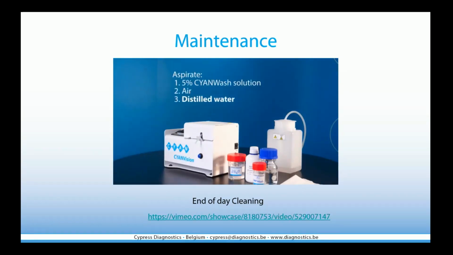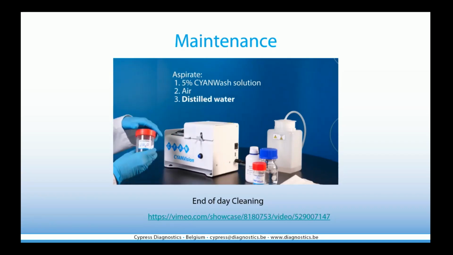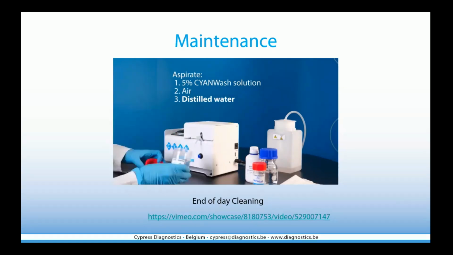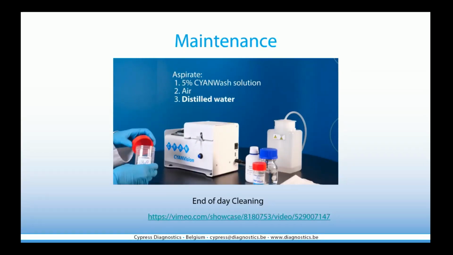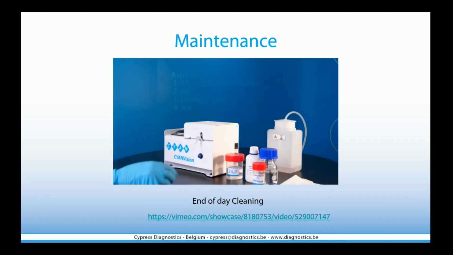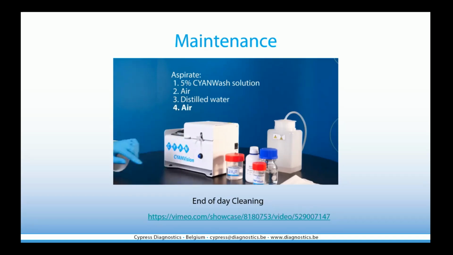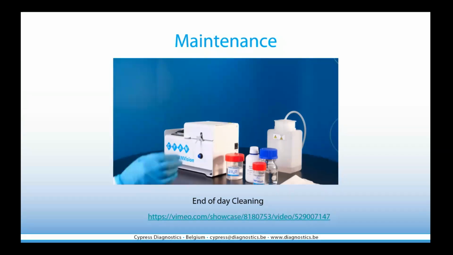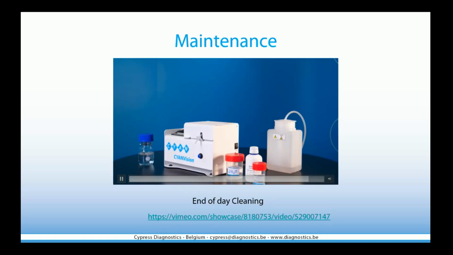Wash the hydraulic system by aspirating 15 milliliters of distilled water. And then press aspirate to dry the flow cell and the tubing using air. Now you can turn off the CYANVision. It is good practice to wipe over the analyzer with a slightly humidified tissue. We recommend using the cyan washing solution diluted to 5% for this purpose.